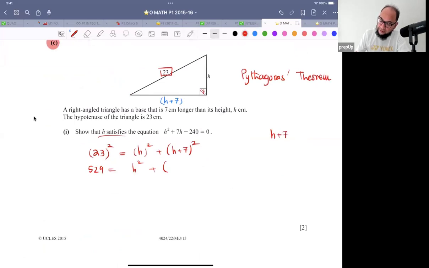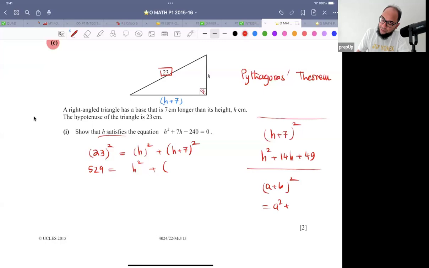Do it on the sidelines. h plus 7 whole square. That is h square plus 14h plus 49. This is an application of a plus b whole square. So a plus b whole square is a square plus 2ab plus b square. So this is h square plus 14h plus 49.